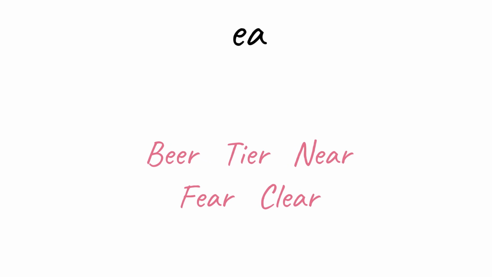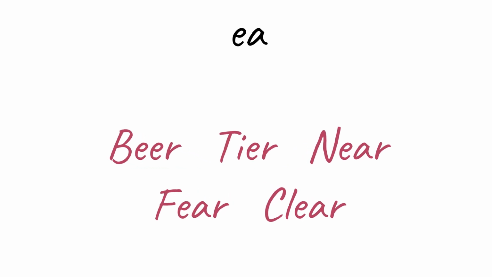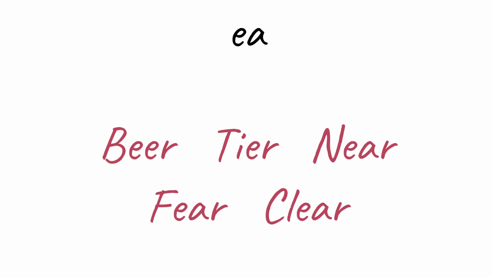And the next one, the fifth one, that is oi. It's boy, tile, coil, file, enjoy, convoy. And the next one is ear. The words are bear, cheer, near, fear, clear.